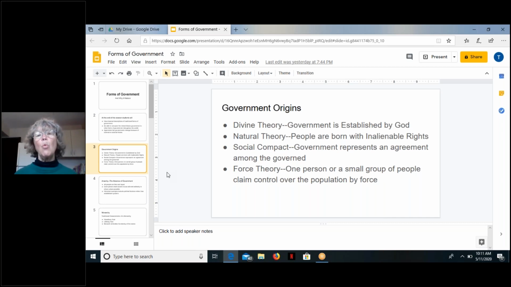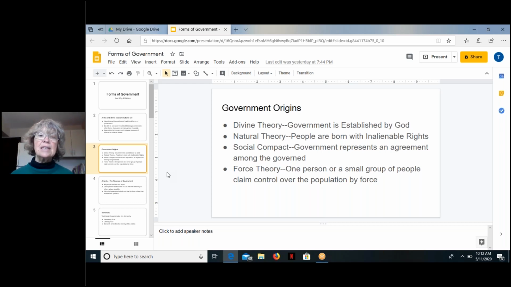Now, we might ask, where do governments come from? And there has been philosophical and theoretical discussion of that for a long time. And there are many theories. They're called theories, but actually they have a very practical application. And I want to go through four of the well-known theories of government origin.